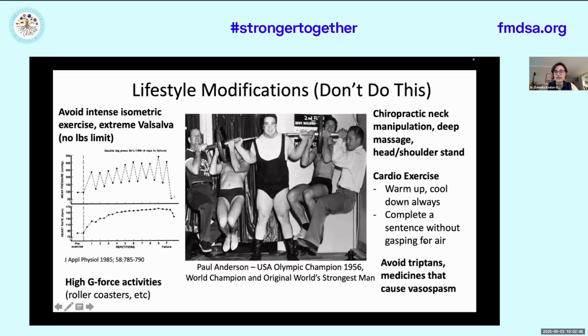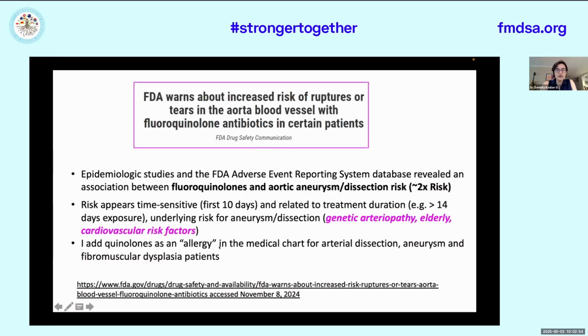And then they need to stay away from those triptan medications again, or other medications that can cause spasm of the arteries. We also have some data that there's a class of antibiotics that might increase the risk for aneurysm and dissection. These are the fluoroquinolone antibiotics. They're medications like Cipro, Levaquin that are used for urinary tract infections or traveler's diarrhea. And because FMD can run together with aneurysm and dissection, I advise that patients avoid this medication if they have an infection. And I actually make it an allergy in their medical chart as a way to alert their other providers to try to avoid it.